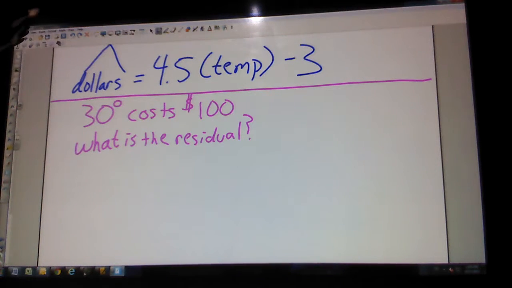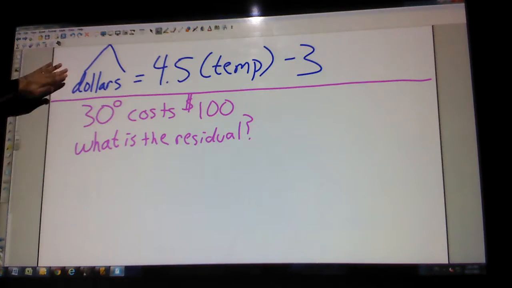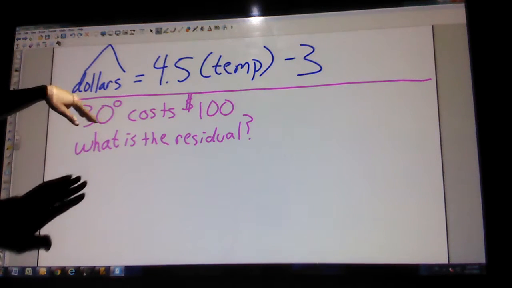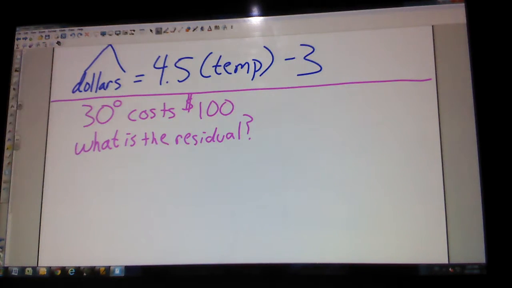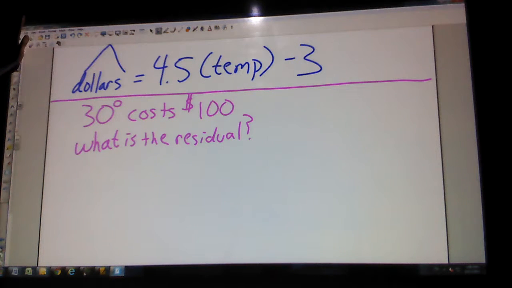Let's suppose I have a least squares regression line that tells me how much money I'm going to be spending on heat at a certain temperature. So I have temperature as my X variable, and how much money I'm going to have to spend that month is my Y variable. So dollars, my predicted bill. So let's suppose that in January I have to pay $100 when the average temperature was 30.